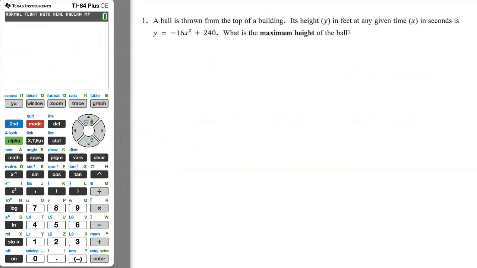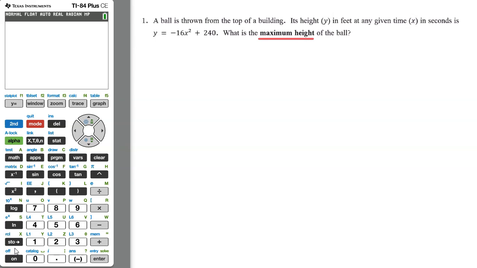Let's look together at the first question from our Quadratics applications work. It says a ball is thrown from the top of a building. Its height, y, in feet at any given time, x, in seconds, is given by this equation: y equals negative 16x squared plus 240. The question is asking us to find the maximum height of the ball.